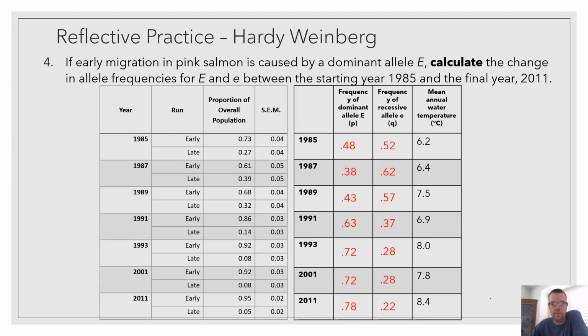All right, I went ahead and took the liberty of filling in this table here. What we're really looking at, of course, is the change from 1985 to 2011. The change from 0.48 up here to 0.78 is an increase of 0.3, and then those alleles here decreased by 0.3, because they both add up to 1 obviously. So the big E allele, which causes early migration, increased in that time period.